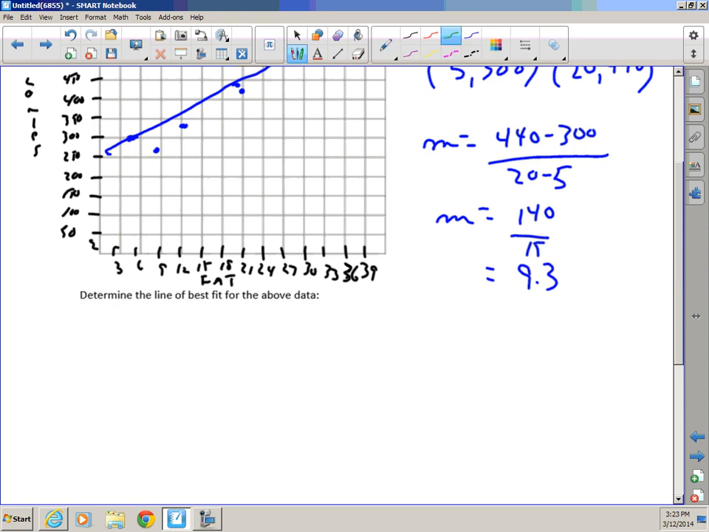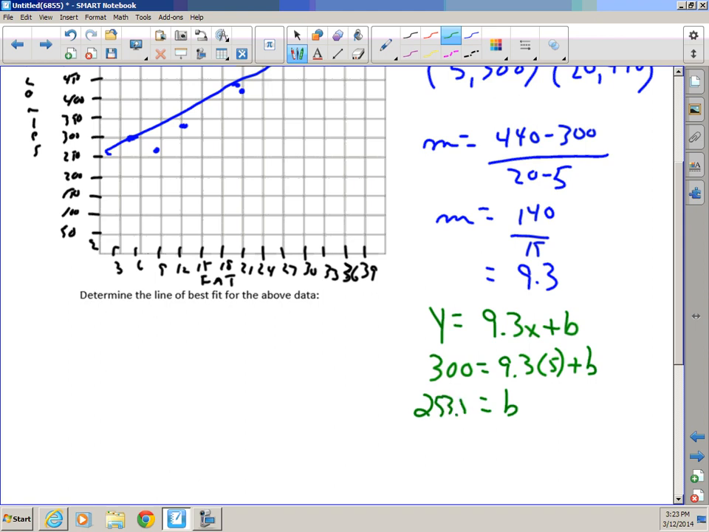But now I could just go in and put y equals 9.3x plus b. I take one of my 2 data points. So I'm going to put the 300 in for y and 5 in for x. And then I figure out that b is 253.5, so that I come up with my line of best fit of y equals 9.3x plus 253.5. Okay.